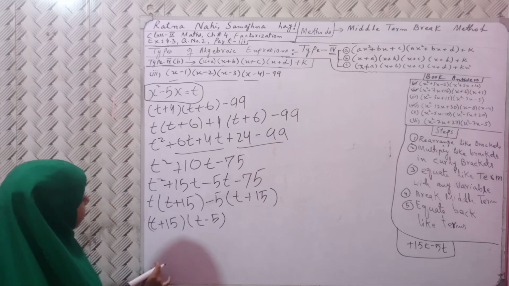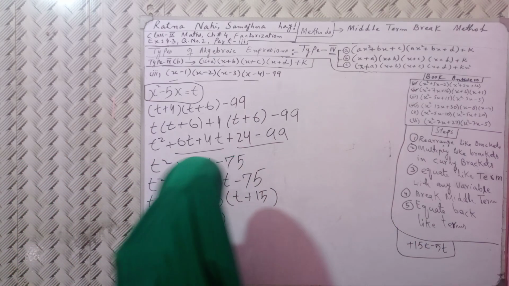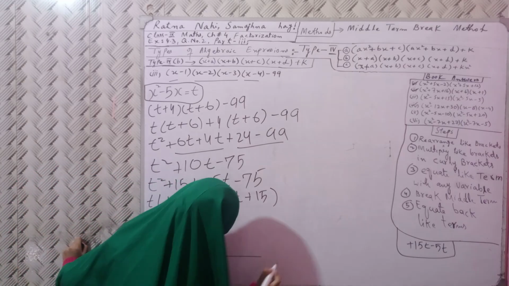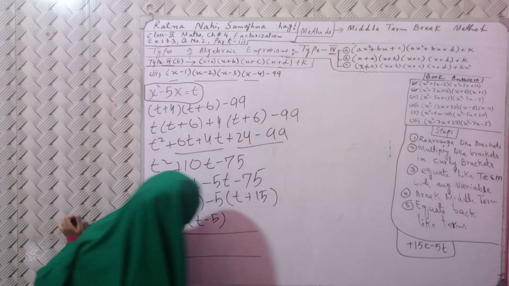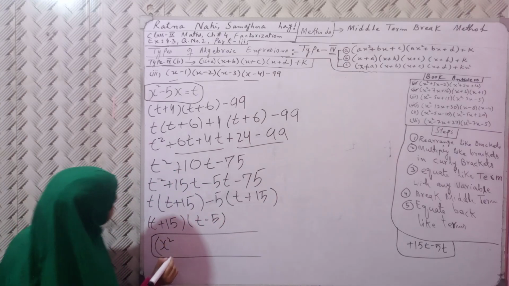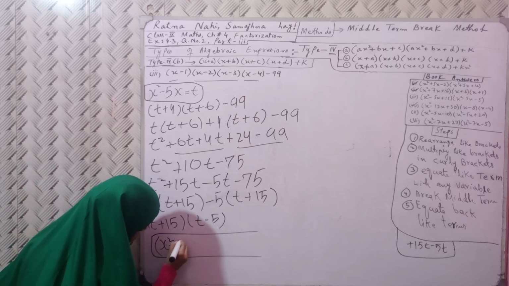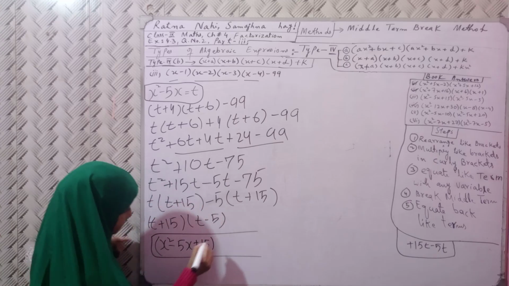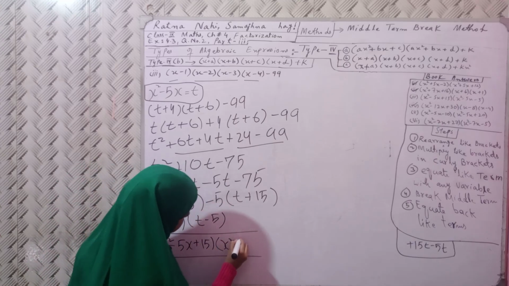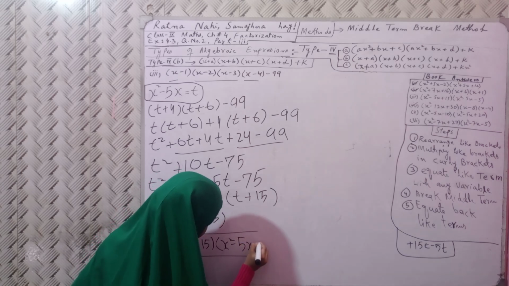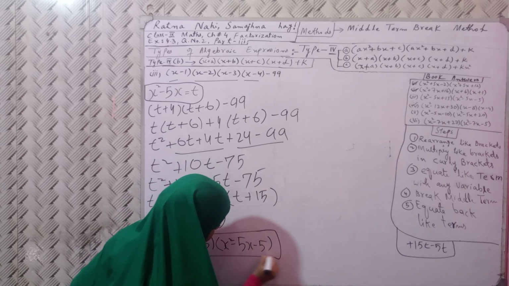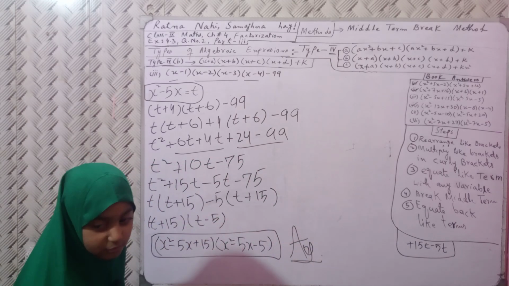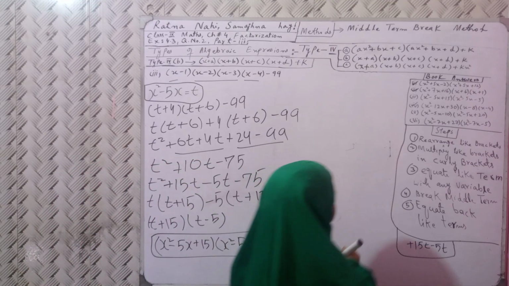Then equate back like terms. x² - 5x + 15, (x² - 5x - 5), and it becomes your answer. The book answers are written, you can check it.